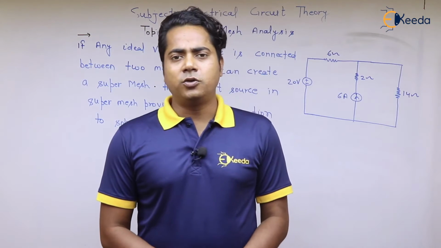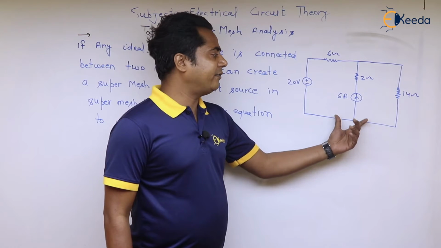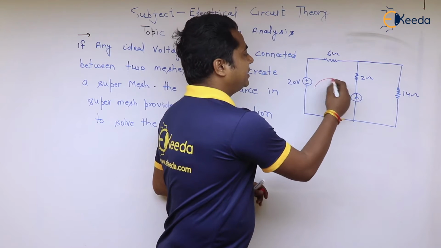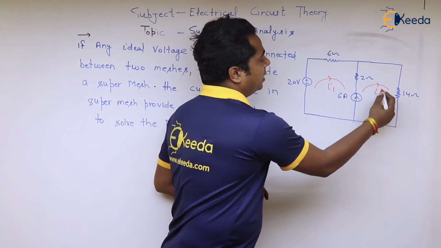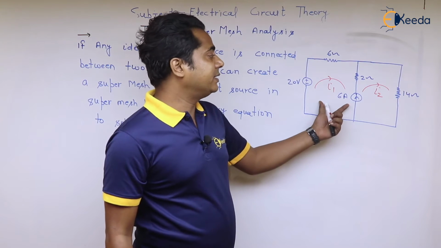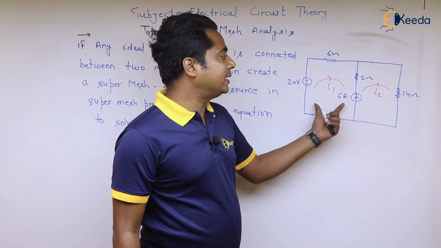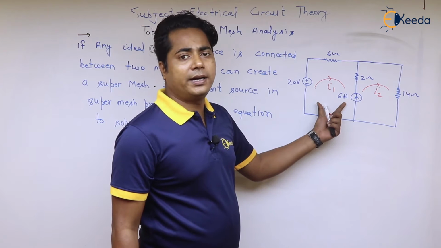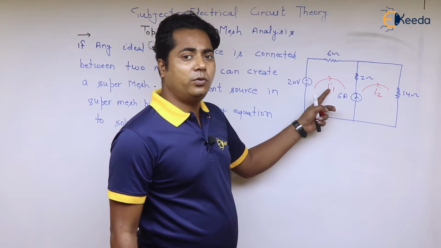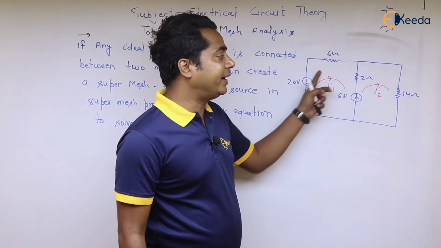Coming to super mesh analysis, let us assume we have a circuit and we want to find the mesh currents, I1 and I2. Through mesh analysis, first we see how many meshes are present in the circuit. Here two meshes are present, and correspondingly we assign the current directions I1 and I2. Now we have to find the values of I1 and I2 by applying KVL in the different meshes.